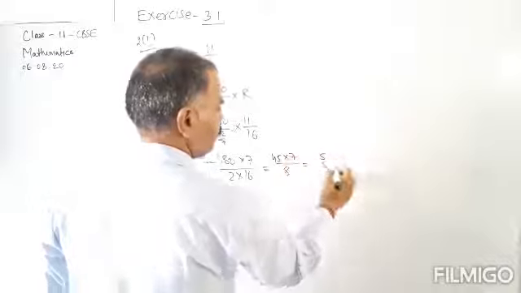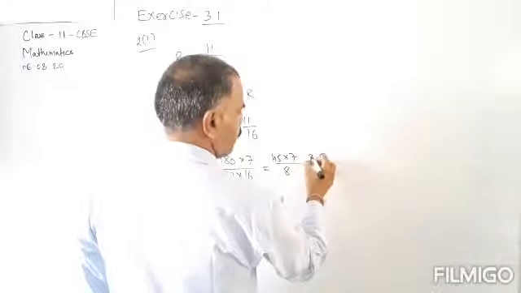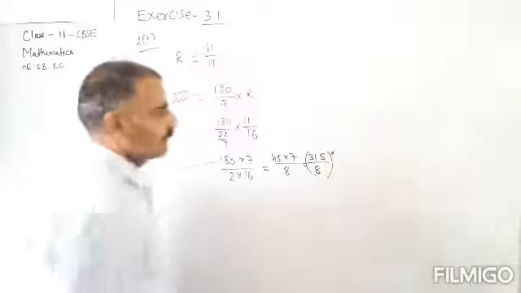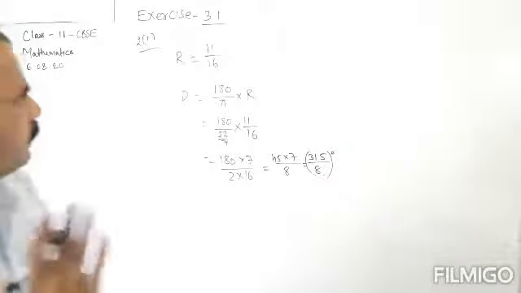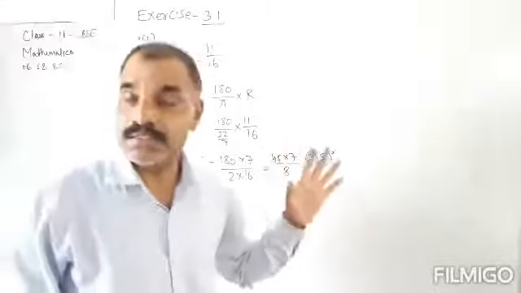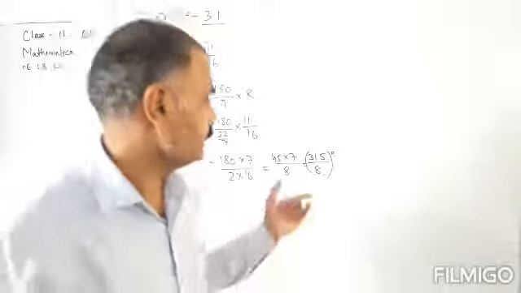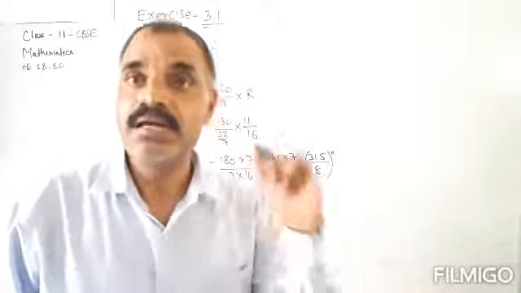7 fives are 35, 7 fours are 28, so 315 upon 8 degree. Okay, 315 upon 8 degree. So this is the degree measurement, but this can further be solved. This can be changed into degree, minute and second.